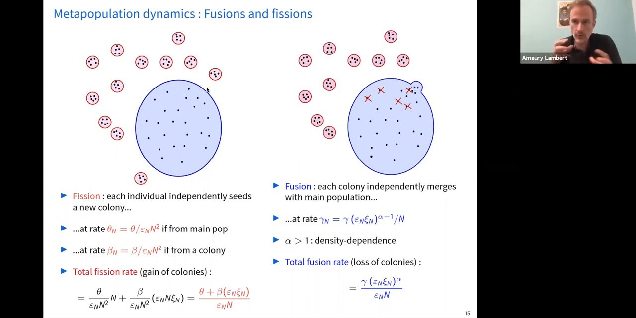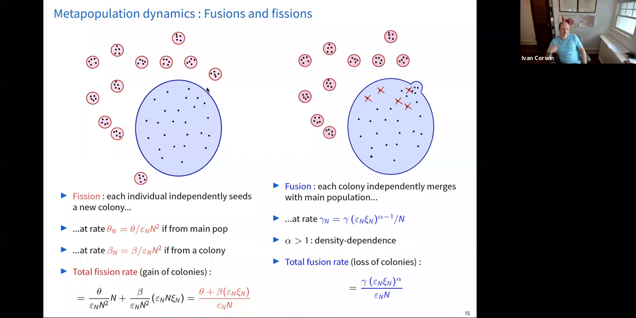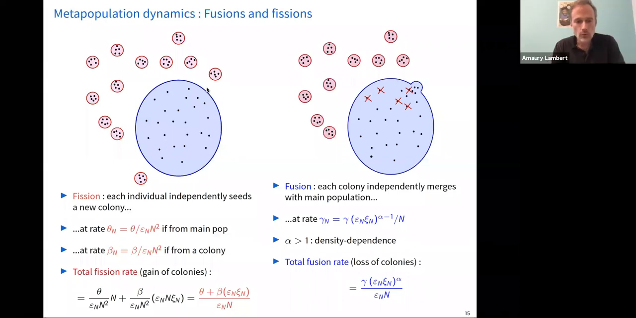At each fusion event, you have to kill a certain number. Oh, okay, because you keep the population fixed. Yeah, exactly. And so what we will assume is very simple. As for fission, each individual independently seeds a new colony, and the rate will be of the order of 1 over epsilon n squared, with a multiplying factor which depends on whether the individual comes from a colony or from the main population. But if you want, you can take them equal.